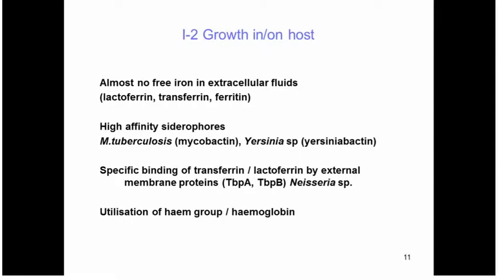And of course, there's a ton of iron in our bodies in erythrocytes. So hemoglobin is a source of iron for many bacterial pathogens when it's associated with hemolysis. So these other pathogens can use hemoglobin as a source of iron.